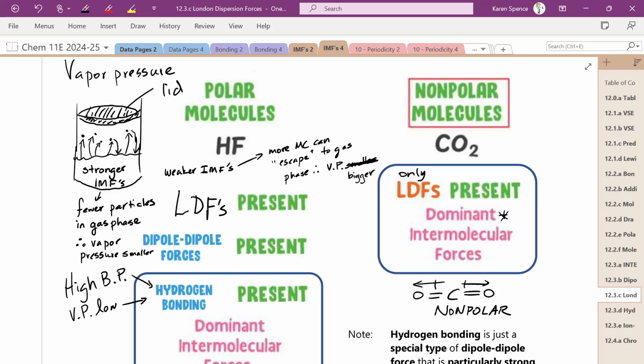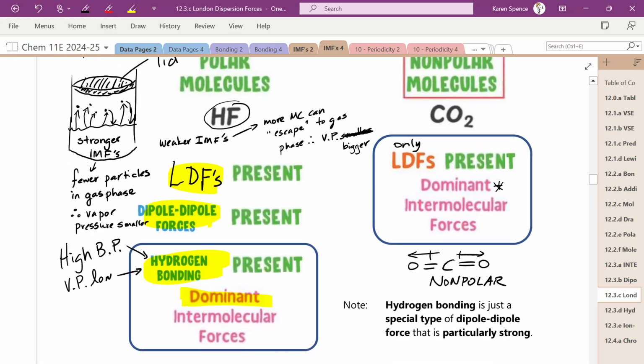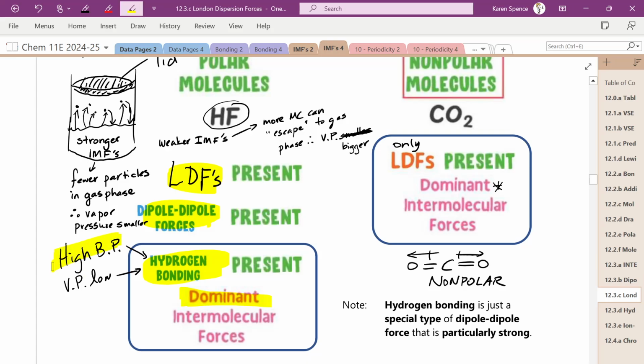Okay, so if we have a polar molecule, let's say we have something that can hydrogen bond, you'll have three types of IMFs present. We'll have LDFs, we'll have dipole-dipole, and we'll have hydrogen bonding. Of those three, hydrogen bonding is the strongest type, so that's going to be your dominant intermolecular force. So that's going to affect the properties the most. Those properties would be a high boiling point because it requires more energy to break the molecules apart.